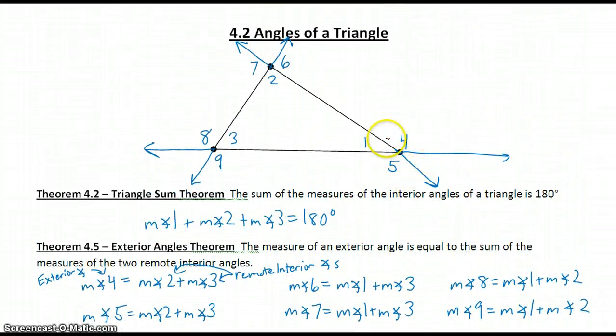Now there is one angle that we left out. Vertical of angle 1 is this angle right here. We actually don't have a name for this angle. It's not an exterior angle, but it is congruent to angle 1. Same with this angle. We don't have a name for it. We just know that it's congruent to angle 2, and this angle will be congruent to angle 3.